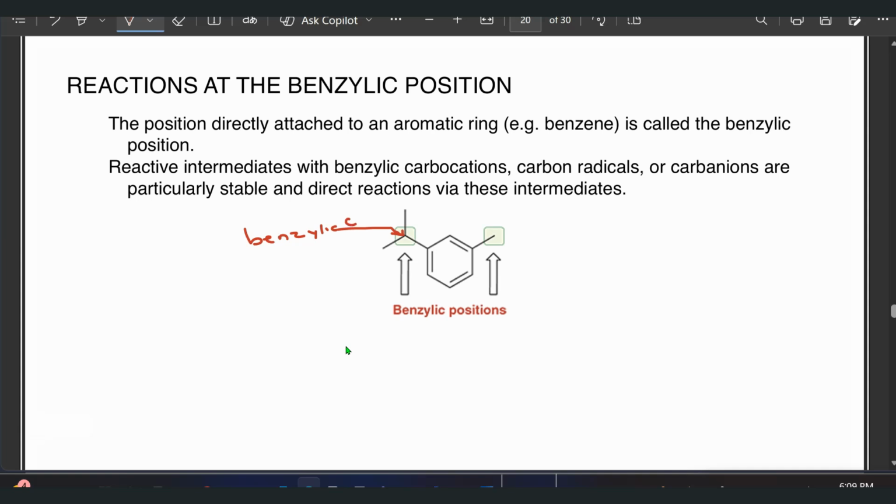That's benzylic carbon, and if it has a benzylic hydrogen like this and like this, if you have benzylic hydrogens, expect those carbons to be oxidized.